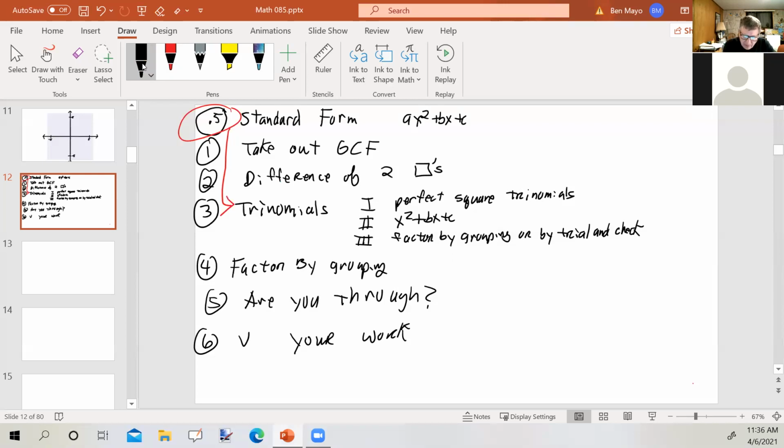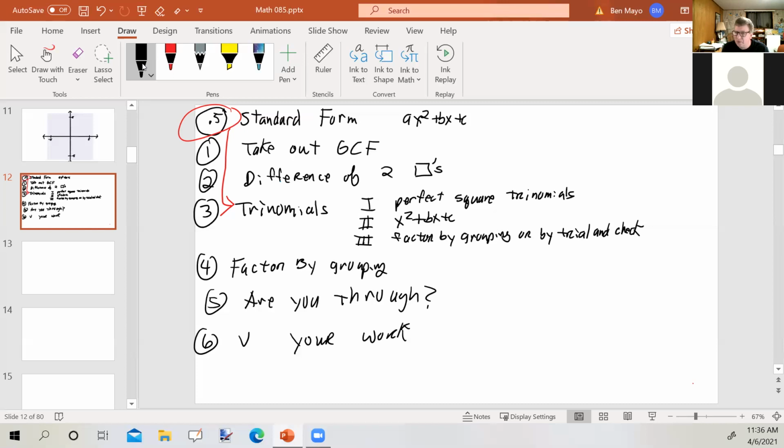Okay, now I've got this red circle and arrow saying standard form moving down to trinomials because standard form is critical with anything 3 terms or beyond that. But remember from yesterday with 2 terms, you're more interested in can you write it as the difference of 2 squares as opposed to standard form. And then on trinomials, Roman numerals 1, 2, and 3, perfect square trinomials, which we looked at yesterday.